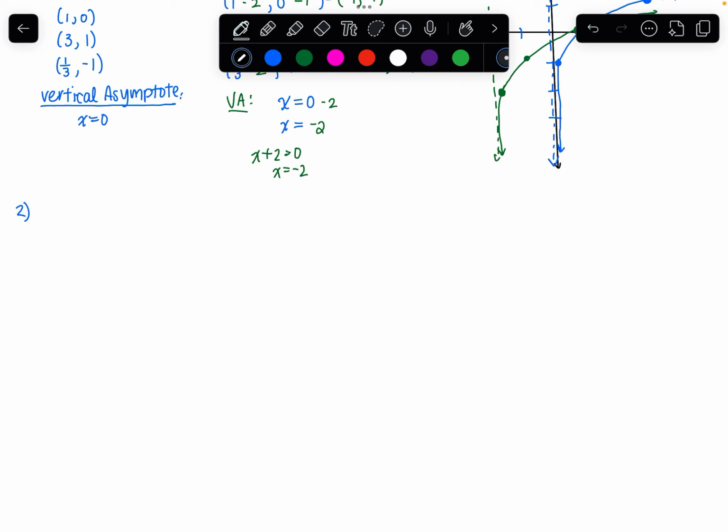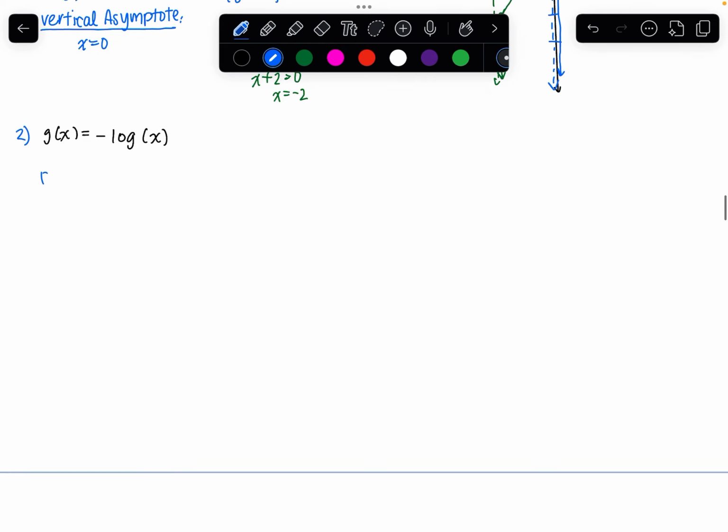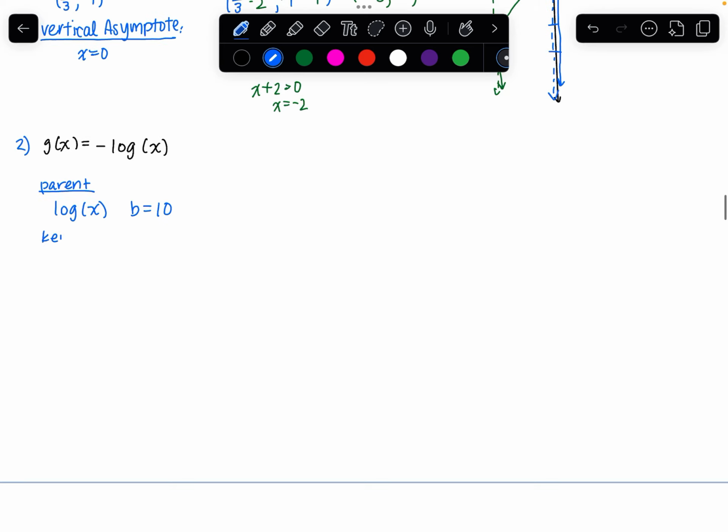The function that we were working on was g of x is equal to negative log of x, right? So for my parent graph, that is your standard log of x base 10. Remember, no base written, it's base 10. Key points: 1, 0, b, 1, 1 over b, negative 1, except for b I plugged in that 10. Vertical asymptote at x equal to 0.